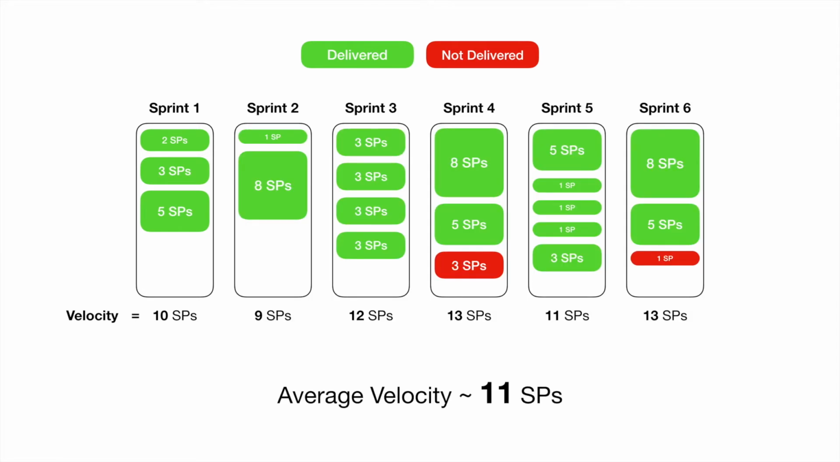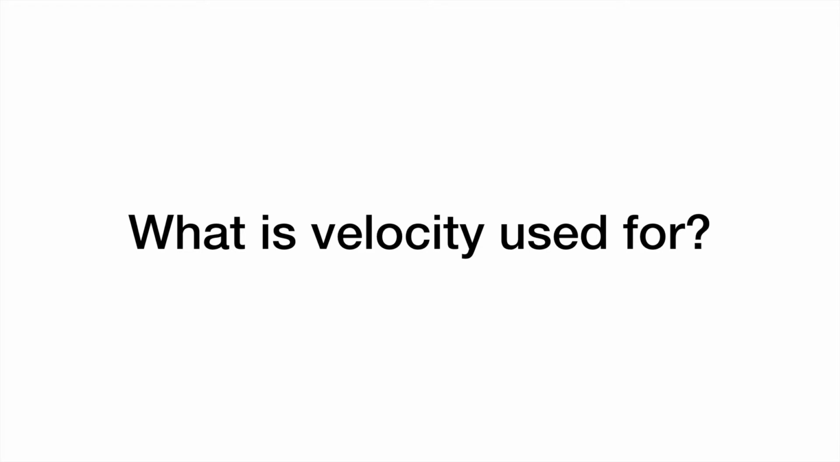We can also estimate velocity over time, over multiple sprints. You'll see the team has now completed 6 sprints, and they have 6 somewhat different velocities each sprint. But you can take an average of that, and you end up with a team that reliably completes roughly 11 story points per sprint. Now, what do we actually use that data for?